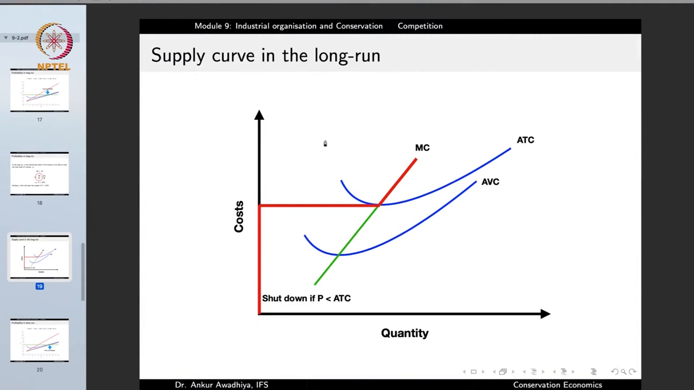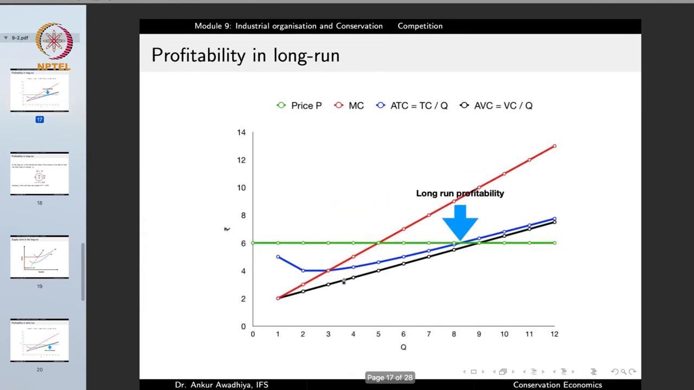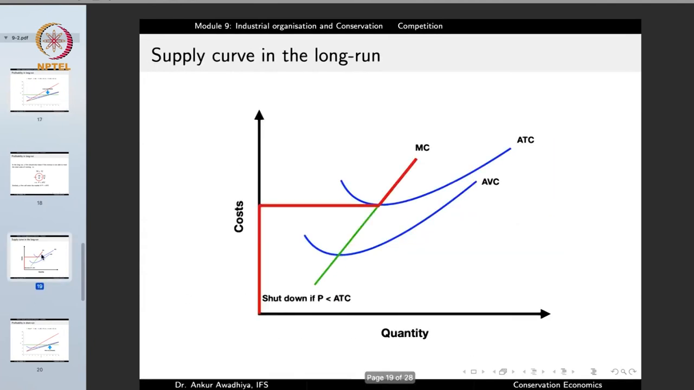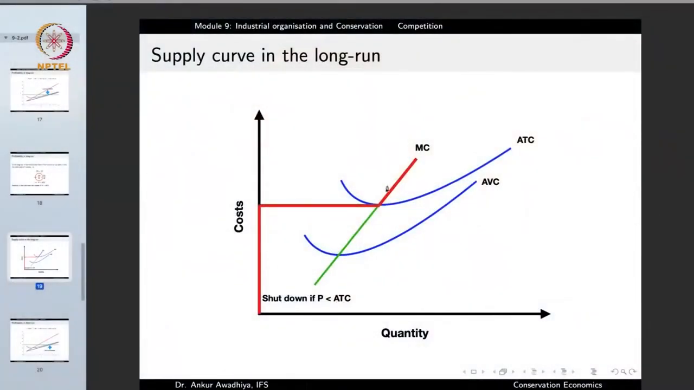So what we are saying is, if we drew the supply curve in the long run, we will see that this is the average total cost. And we saw that the average total cost decreases, then it increases. So the marginal cost curve will cut the ATC at this point, the point of the minima, which is what we have observed before. Now above the ATC, the MC curve or the marginal cost curve becomes the supply curve, because the supply curve is given by the cost of producing things. And so above this price, this is the supply curve.